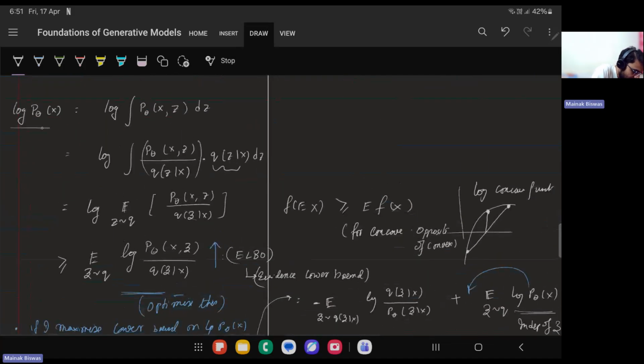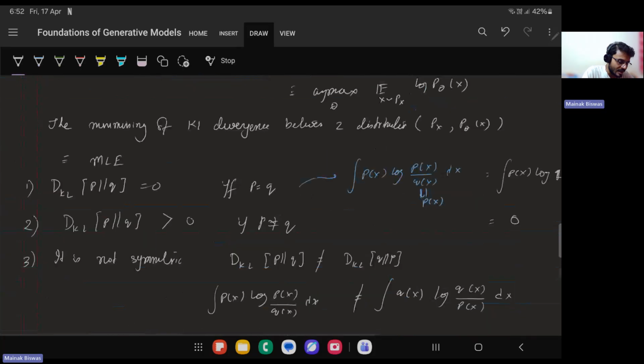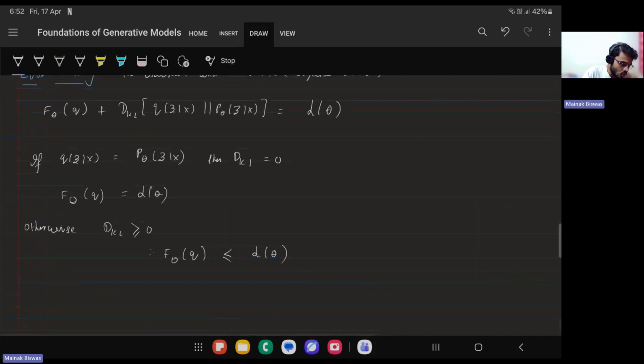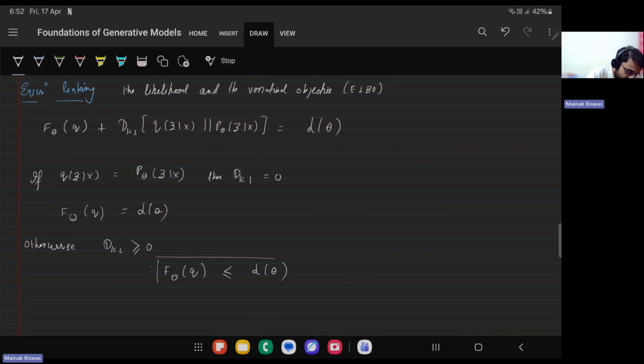This is another way to show the same thing. So we just showed this is L_theta and this is F_theta(q). We have already shown L_theta is greater than F_theta(q), and that's what we are showing again here. So two things: this is always less than or equal to L_theta, and equality holds if and only if q is equal to p_theta(z|x). So this can be interpreted in this form.